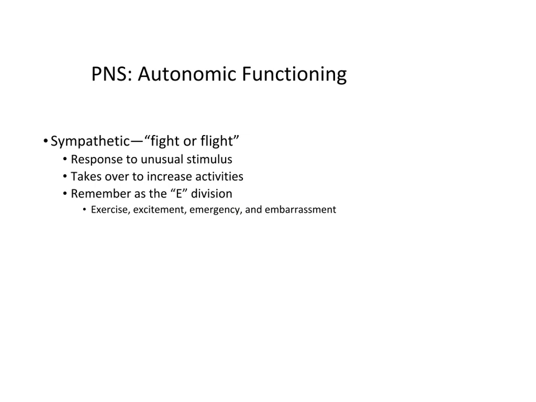So the autonomic nervous system is divided up into the sympathetic and parasympathetic divisions. The sympathetic division is the fight or flight division. Its job is to respond to unusual stimulus. And so it takes over to increase activities. Sometimes it's called the excitement division because it becomes active during exercise and excitement, emergency, and embarrassment. So things that are an unusual stimulus that might cause things like an increased heart rate, sweaty palms, and all of those sort of things.